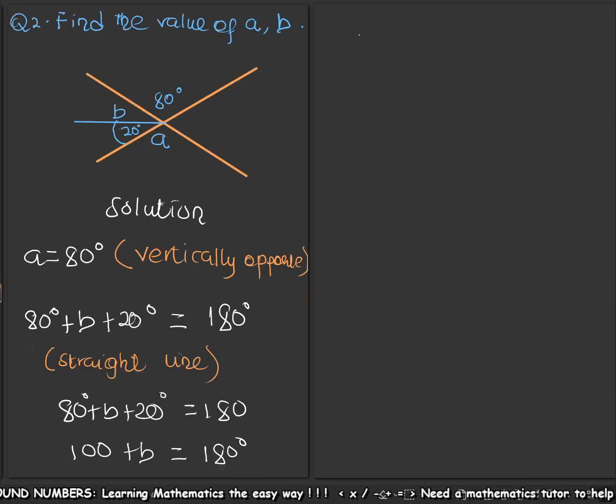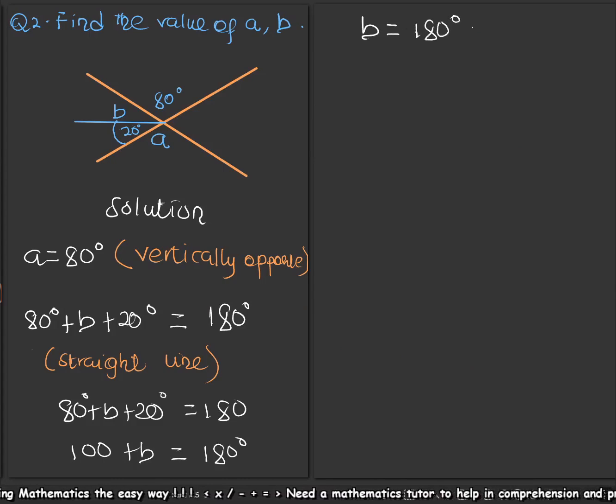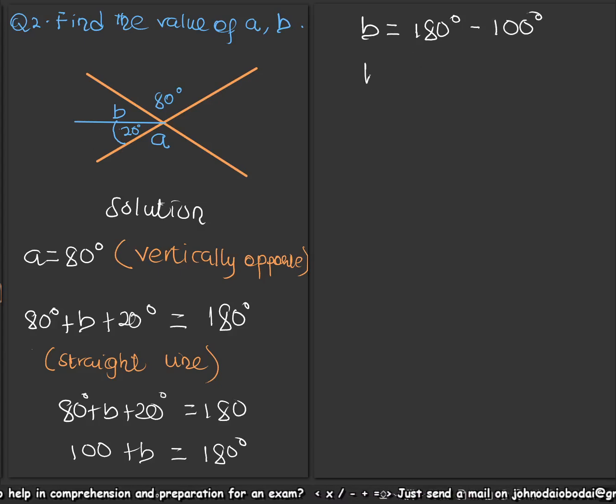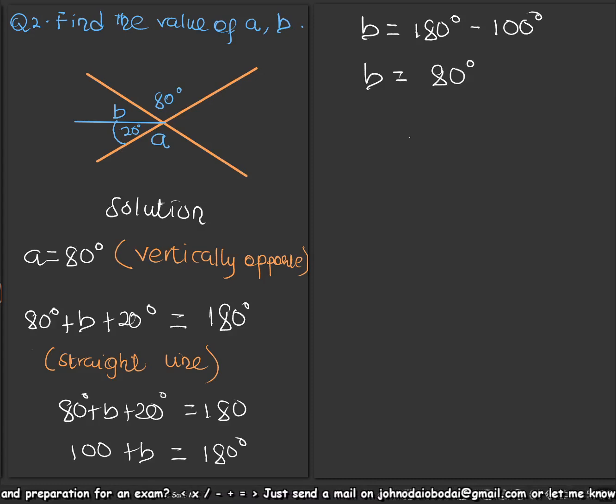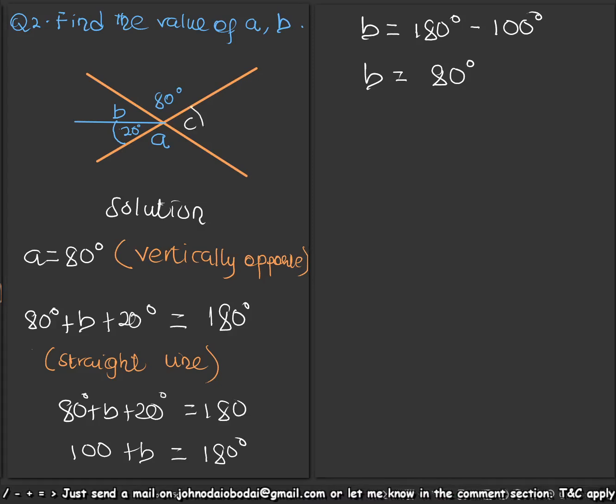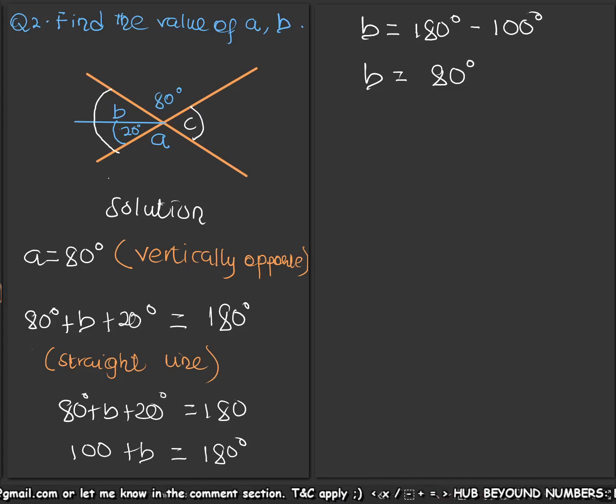So making B the subject, it simply means B is going to be equal to 180 degrees minus 100 degrees. And hence B is equal to what? 80 degrees. Another question could have been asked: if this is C, what then is the value of C? If this here is C, you should know that the whole of C here is vertically opposite to all of this.